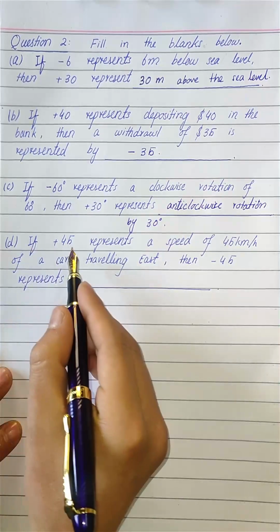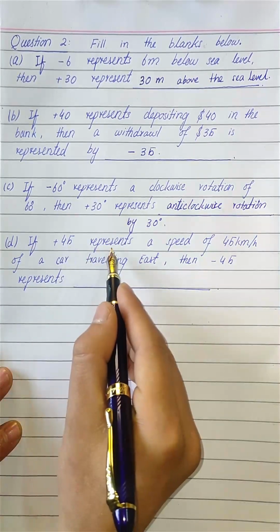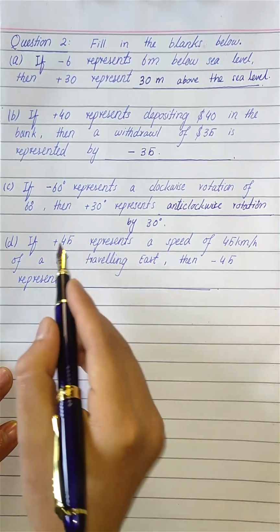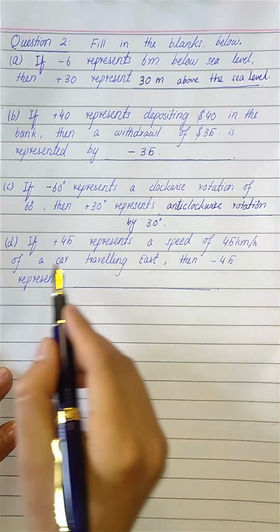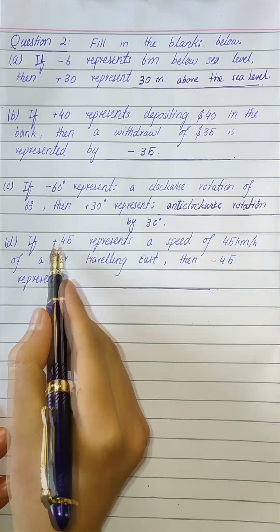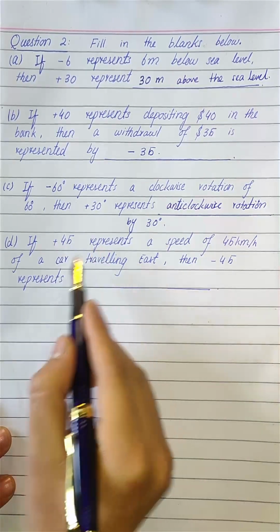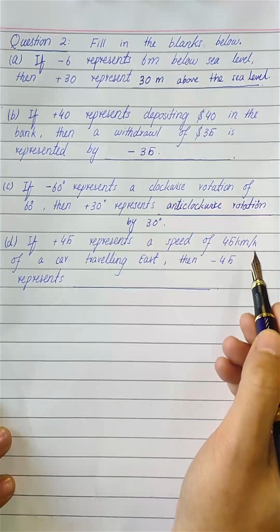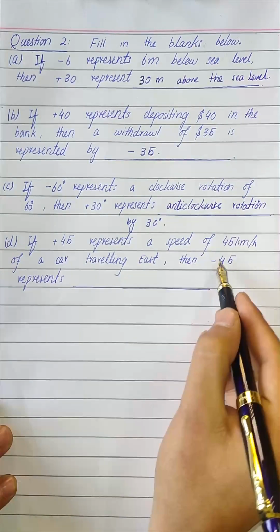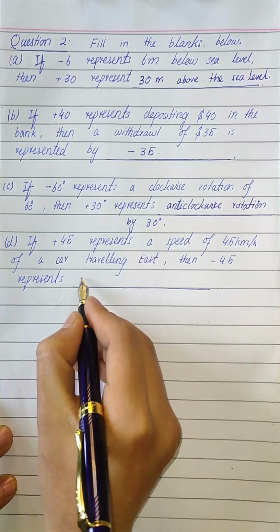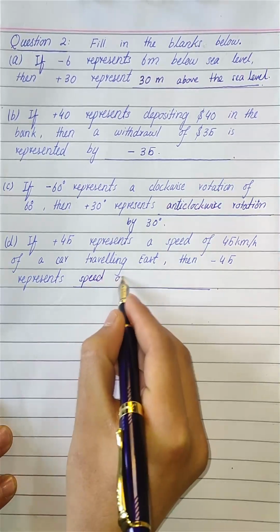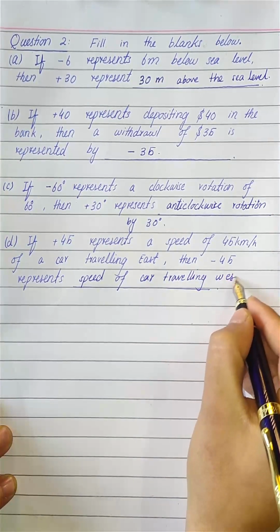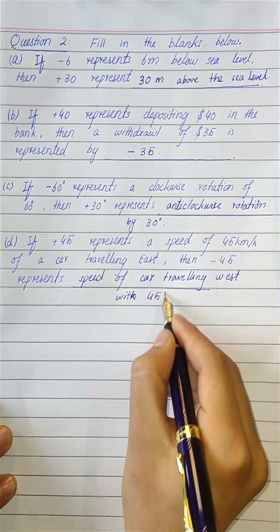And then in part D we have if plus 45 represents a speed of 45 km per hour of a car traveling east. So here the plus sign shows that a car is traveling east, and by 45 we mean 45 km per hour of speed. So then minus 45 represents that speed of a car traveling west with 45 km per hour of speed.